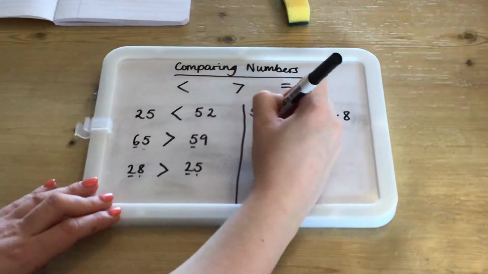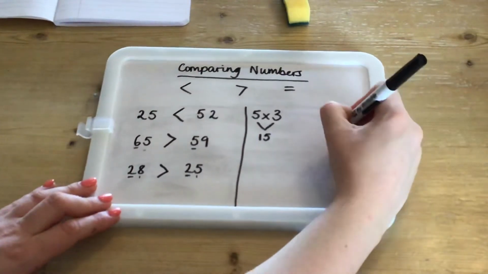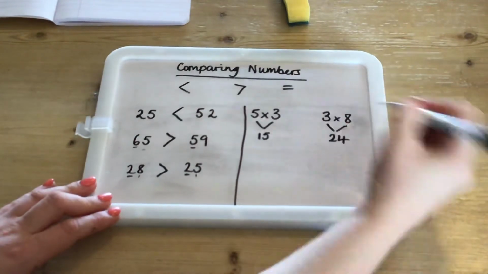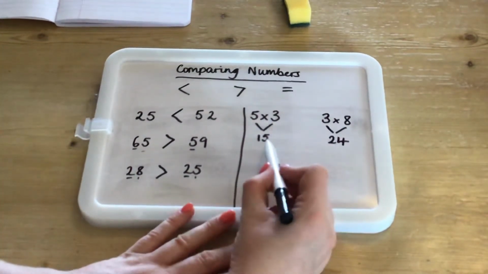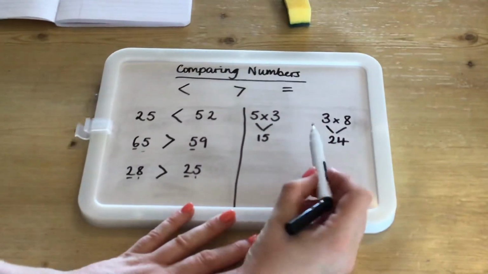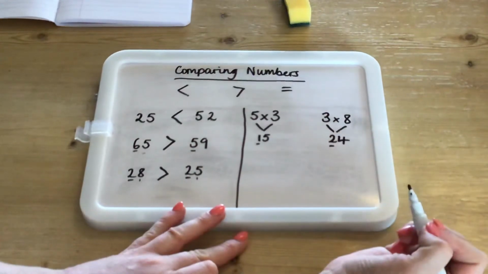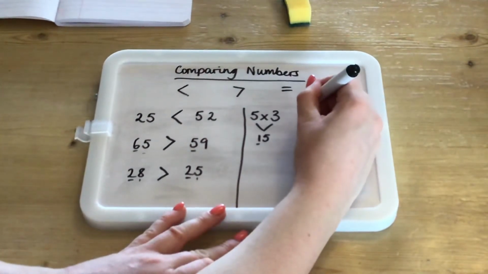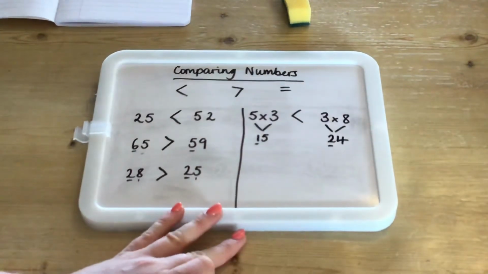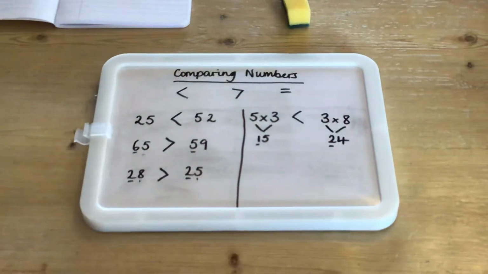So here, 5 multiplied by 3 is 15, and 3 multiplied by 8 is 24. So we know now that 15 is obviously less than 24 because you've got a 1 in the tens column here and you've got a 2 in the tens column over there. So coming back to your calculations, you are going to be putting this symbol in between them to show that 5 multiplied by 3 is less than 3 multiplied by 8.